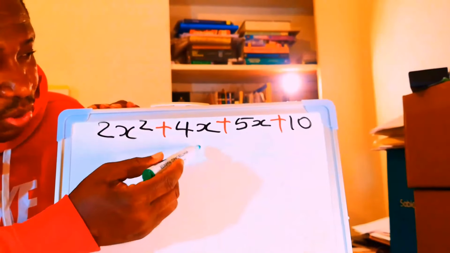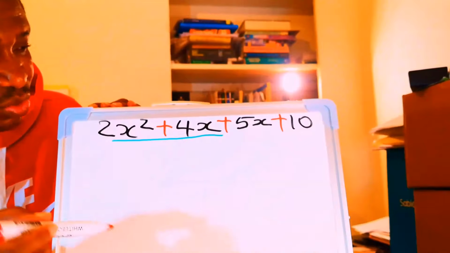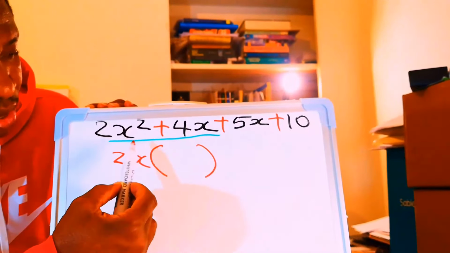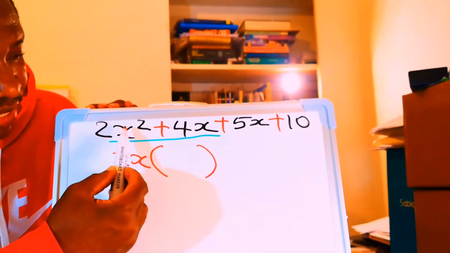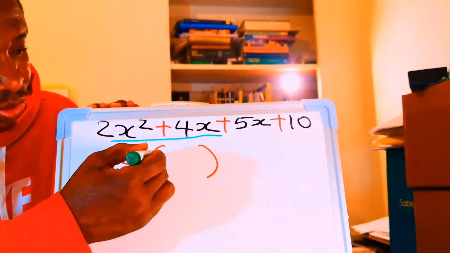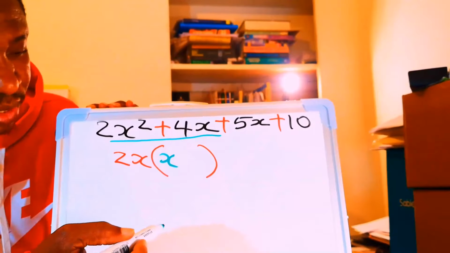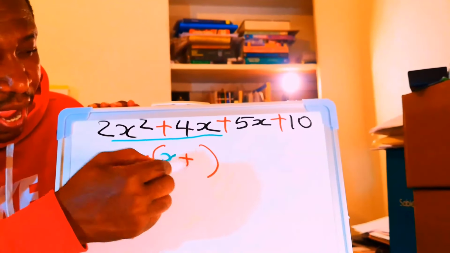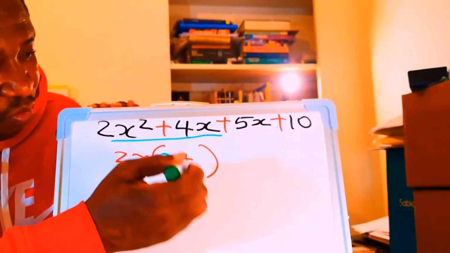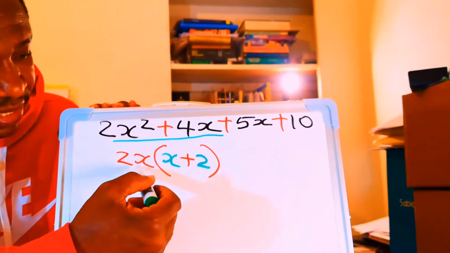Next, I will consider these first 2 terms. What is common in these first 2 terms is 2x. I'll open a bracket. What will I put here so that if I multiply it, I'm going to get 2x squared, and here I'm going to have x. 2x multiplied by x will give you 2x squared. Next, what will I put on the other side so that if I multiply it with 2x, I'll get 4x, and it is 2. 2 times 2 will give you 4, and here is the x.